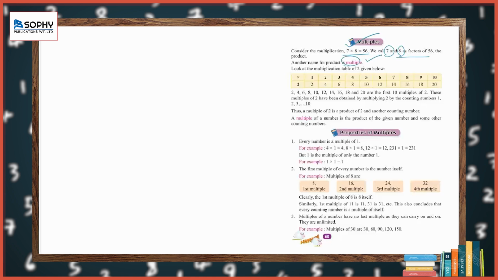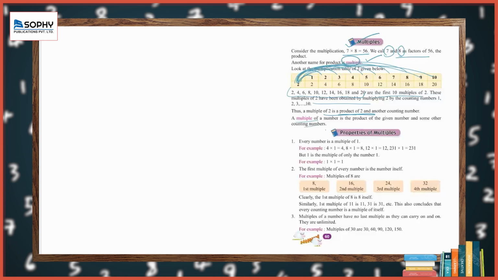Now look at the multiplication table of 2 given below. 2 times 1 is 2, 2 times 2 is 4, 2 times 3 is 6, 2 times 4 is 8, 2 times 5 is 10, 2 sixes are 12, 2 sevens are 14, 2 eights are 16, 2 nines are 18, and 2 tens are 20. So here the numbers from 2 to 20 are the first 10 multiples of 2. The multiples of 2 have been obtained by multiplying 2 by the counting numbers 1, 2, 3 and so on up to 10, students. Thus, a multiple of 2 is a product of 2 and another counting number. A multiple of a number is a product of the given number and some other counting number.